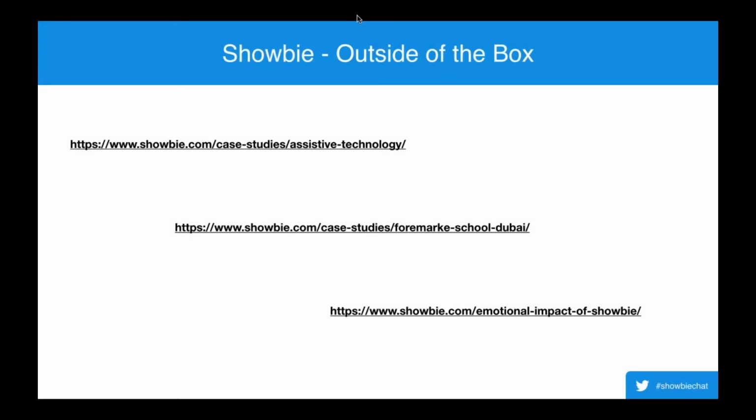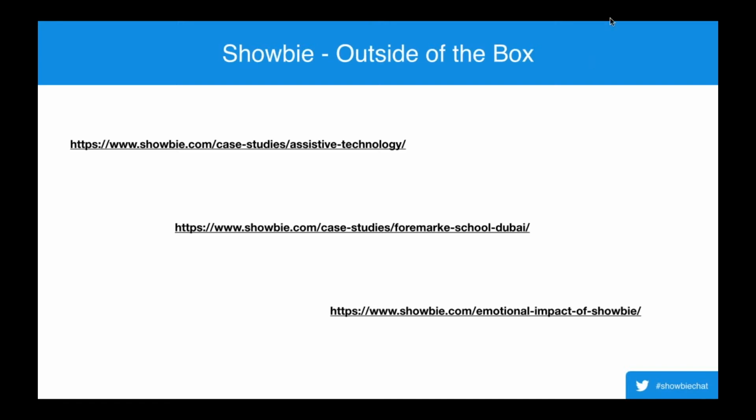So looking at some other little bits and bobs for you now, I'm just pointing you to 3 case studies. This one's about assistive technology and how Showbie's been used to help children with special educational needs communicate effectively, and I know that the guys at Showbie are really proud of that, and it's a fantastic read.